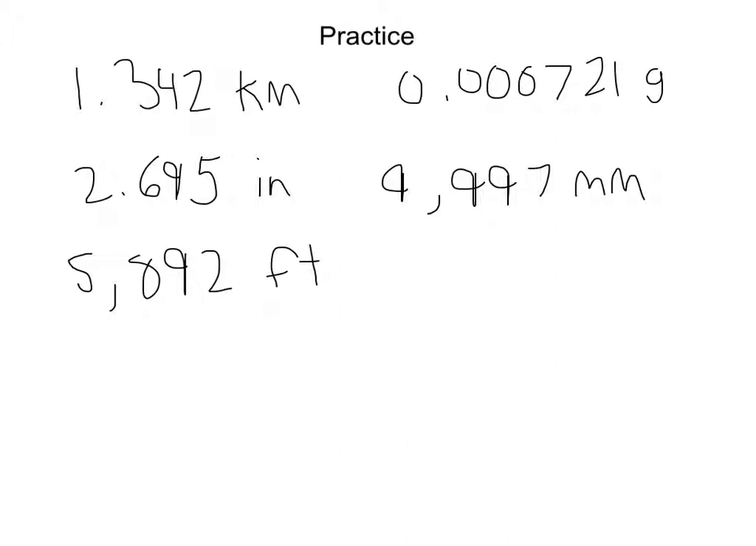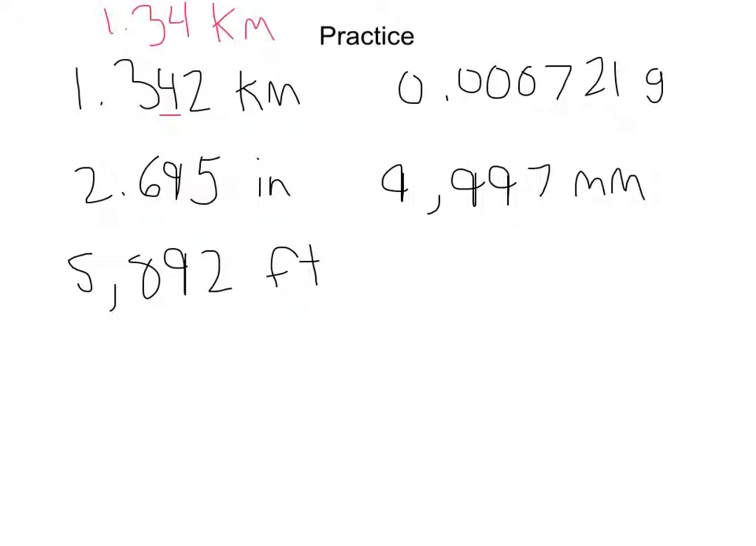Alright, so the first measurement, 1.342. We're going to go to our third digit, which is the 4. 2 is the next digit, so that means the 4 will stay the same. So we round that to 1.34 kilometers. Now we have 3 sig figs and we've got the same measurement, just slightly less precise.